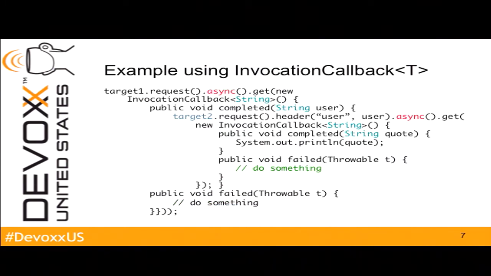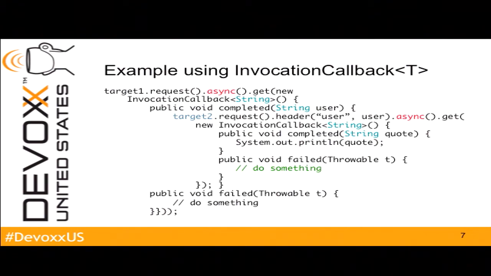So here's an example of composition. You have two asynchronous requests, asynchronous computations, if you will, more generally speaking, where the value of the first one is used as the input to execute the second one. So we have an initial target one where we do a request. We set an invocation callback, and when we get the value, in this case a user, we take that, we put it in a header, and then we execute another request. And as you can see, this becomes less and less readable.